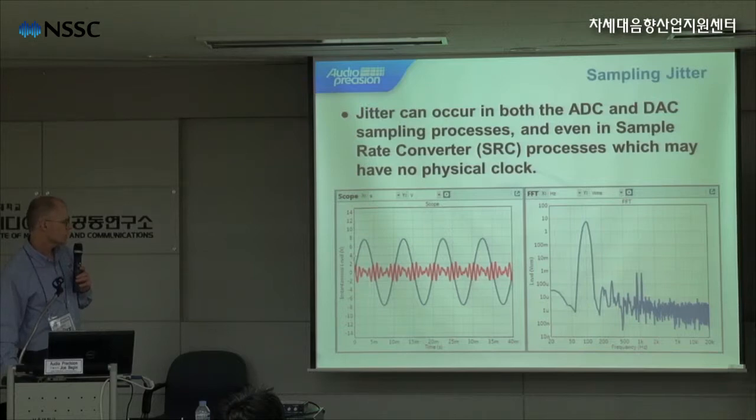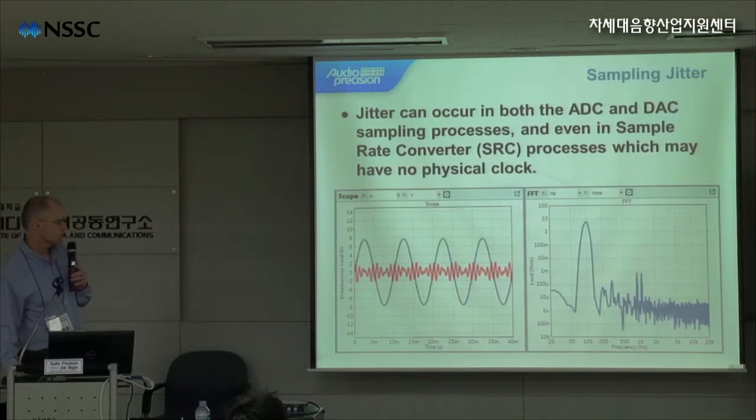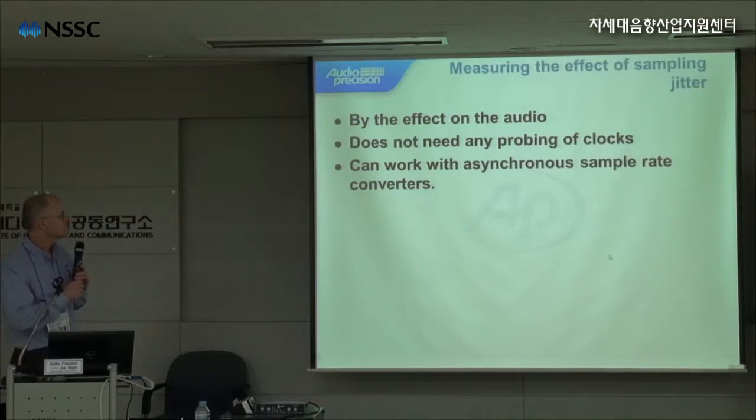So here, what we're looking at in the scope display is a sine wave being generated, and the signal in red is what we call the residual. Once you pass the main signal through a notch filter, you take away the fundamental sine component, and what's left is the residual. And you can see the effect of a jittered waveform on the residual. And this will also show up as these sidebands in the FFT spectrum. So to measure the effect of sampling jitter by the effect on the audio, you don't need to probe any clocks. You just look for the effects in the FFT spectrum. And this can work with asynchronous sample rate converters.